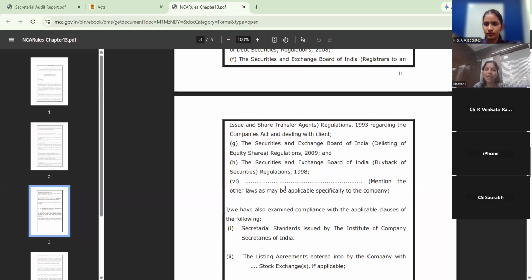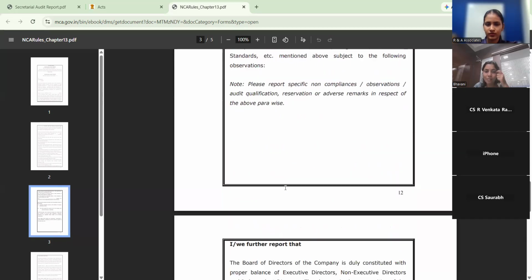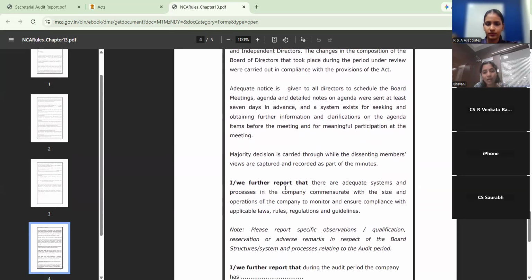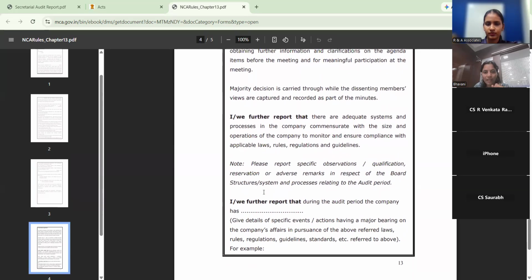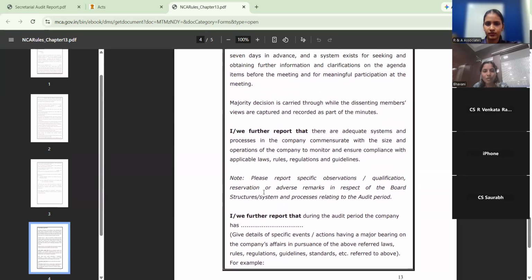Now, can you just scroll down? There is another point talking about laws applicable to the company. Yeah, please stay there. In the highlighted portion, we further report that there are adequate systems and processes in the company, commensurate with the size of operations of the company, to monitor and ensure compliance with applicable laws. You can see the language here, applicable laws. So this is common for every law, whether company law, industry specific law, or general laws, what we are talking about, labor laws, Factories Act, etc. For them, this is the paragraph which is applicable.